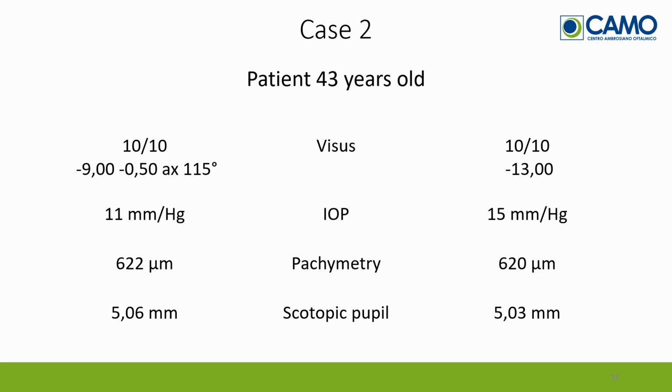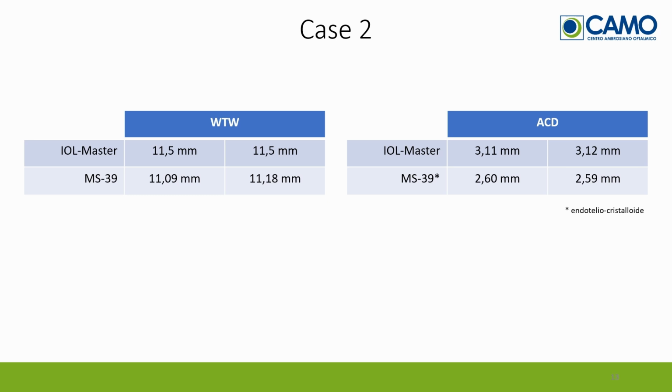This is the second case. The patient is 43, -9 in the right, -13 in the left, with normal pachymetry, normal fundus and pupils. In this case, the values of white to white and anterior chamber were on the low limit. The anterior chamber on the MS39 resulted 2.6, but was over 3 with the IOL Master. We felt that we were comfortable to go ahead but in order to increase the safety, we decided to do a preoperative YAG laser iridotomy.